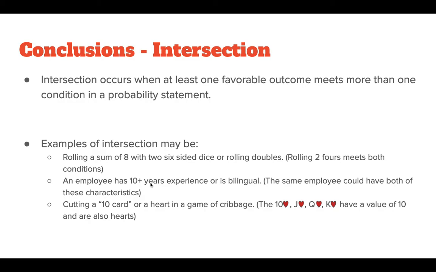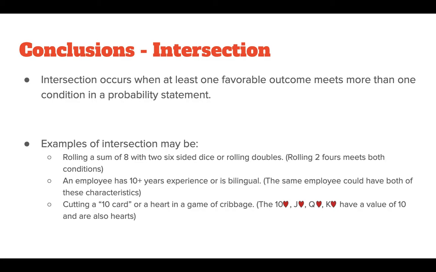If we go into the real world application, an employee has 10 plus years of experience or is bilingual. Well, the same employee could have both of those characteristics. So if you were making a list of all the employees that had 10-year plus, and then you had a list of how many employees were bilingual, you might be double counting some of the employees. Maybe one of those bilingual employees has also been working in your business for a long time. And then if I were cutting a 10 card or a heart in a game of cribbage, notice 10, jack, queen, king all have a value of 10, but they're also hearts. So there my intersection would have 4 elements in it, one for each of those cards.